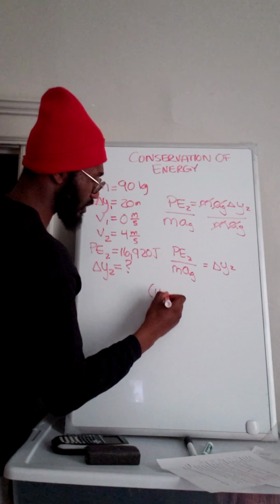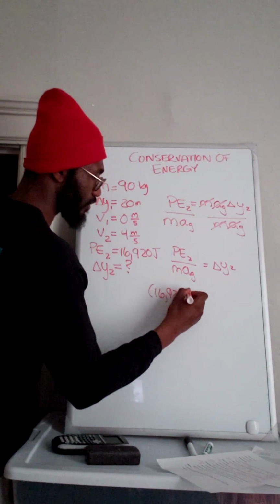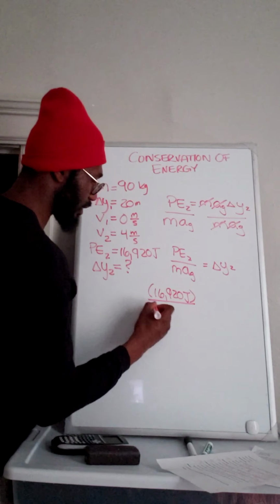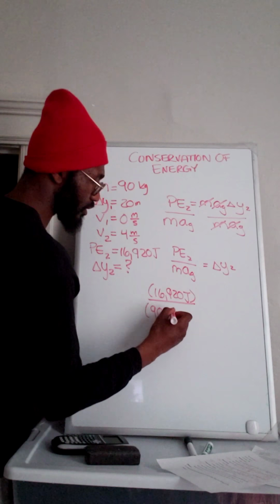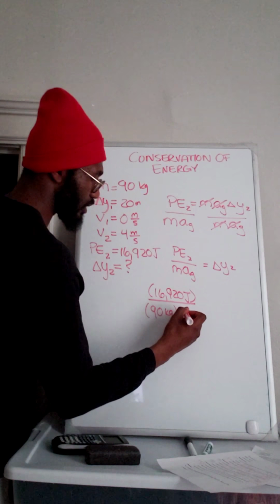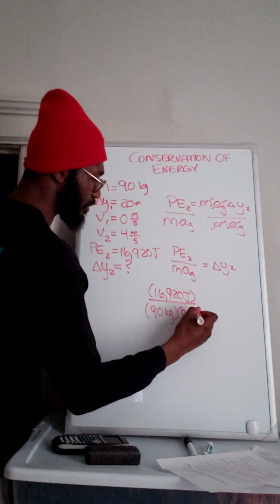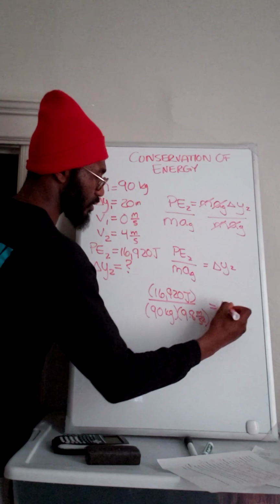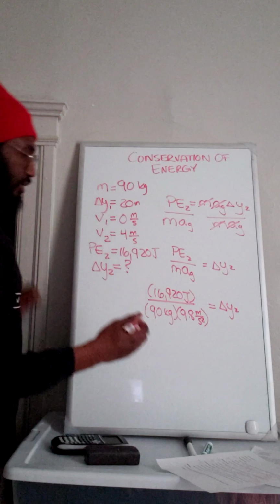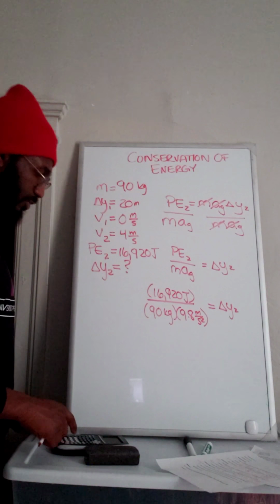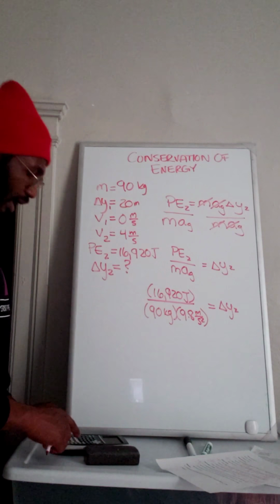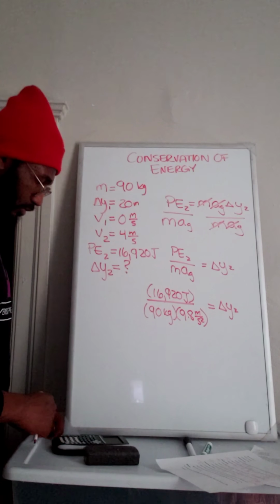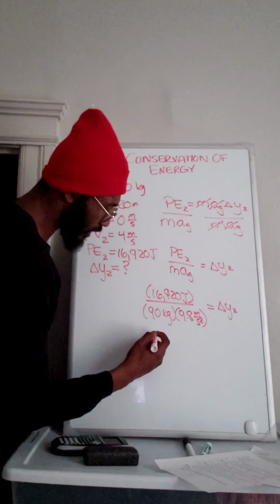So we have 16,920 joules divided by 90 kilograms times 9.8 meters per second squared. That equals delta y2. Let's go ahead and solve this piece by piece. We're going to multiply these on the bottom first.